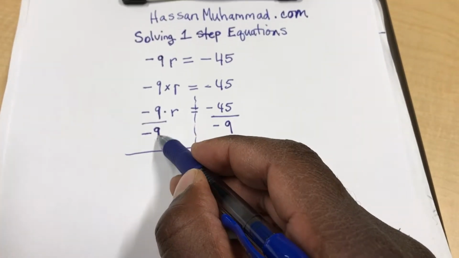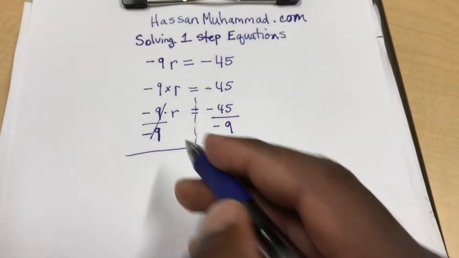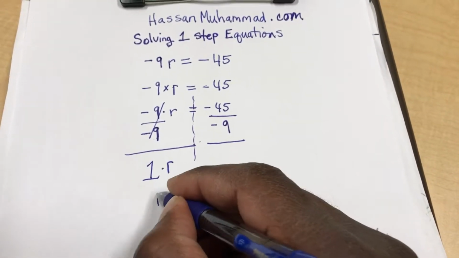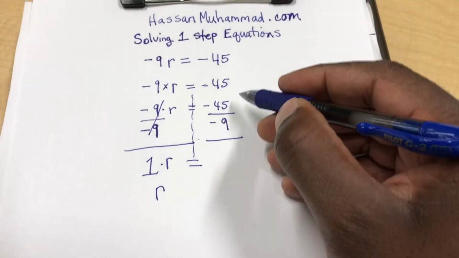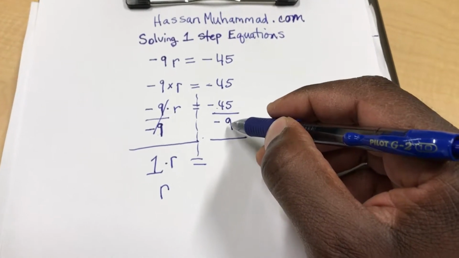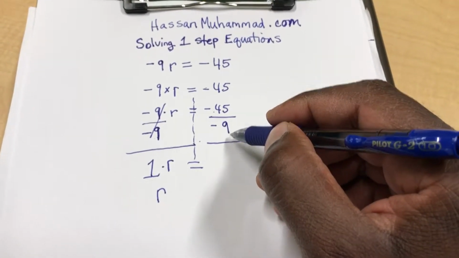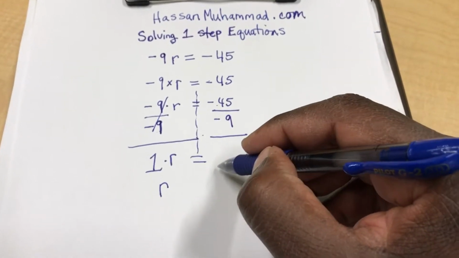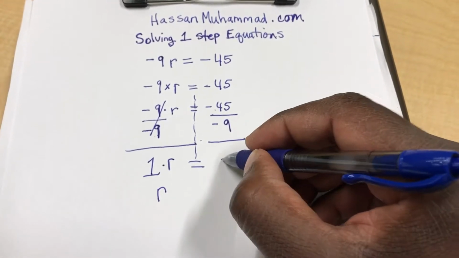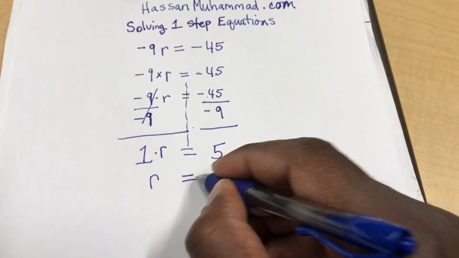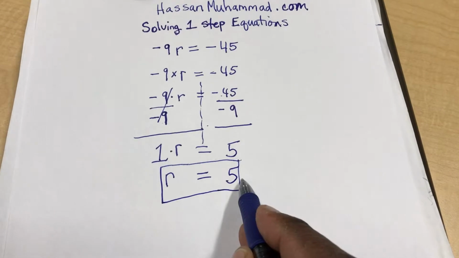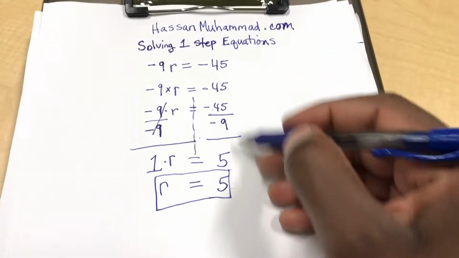So negative 9 divided by negative 9 cancels. Anything divided by itself cancels to 1. So we have 1 times r, which is just r. And we have negative 45 divided by negative 9. Now a negative divided by a negative is a positive, so we know our answer is going to be a positive number. And now we just have to do 45 divided by 9, and that's 5. And we know r equals 5 based on the steps we've taken.